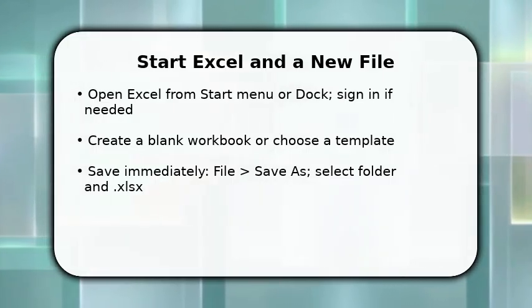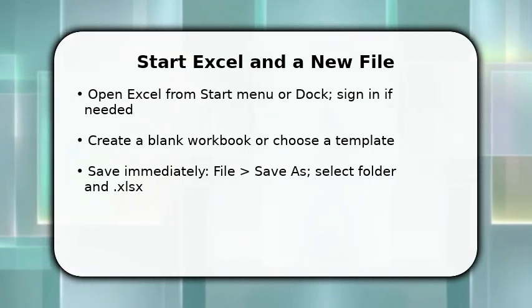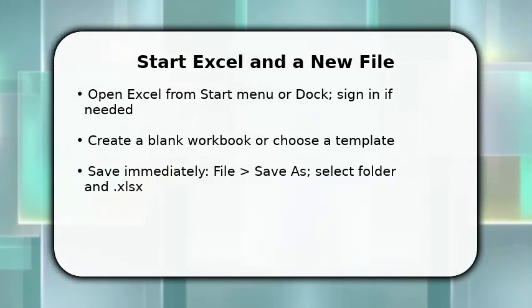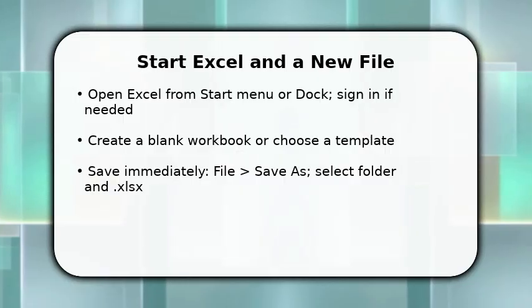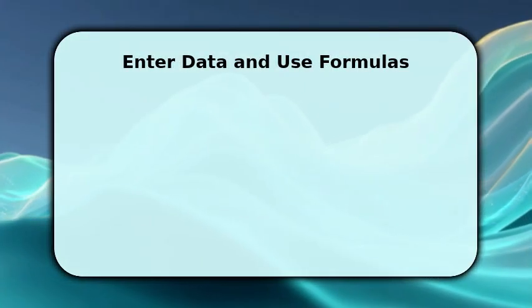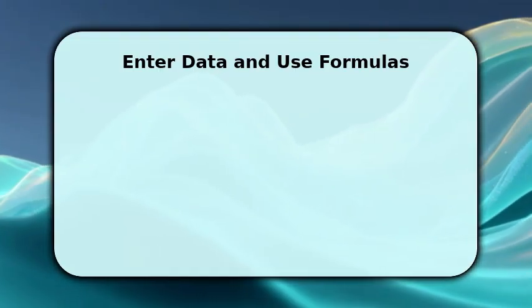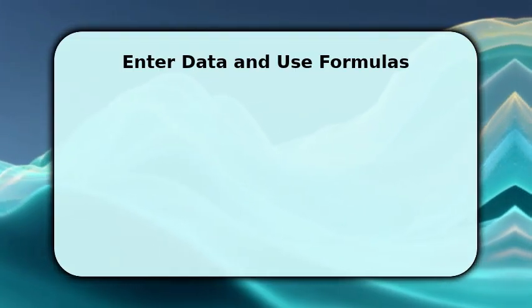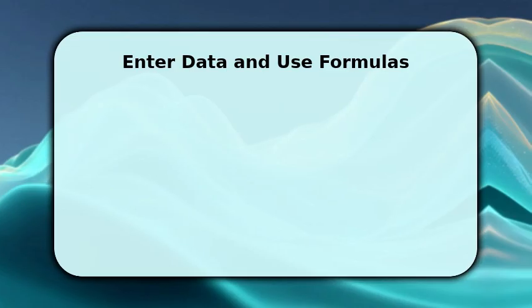You'll populate your sheet by entering headers in row 1 and values beneath. Consistent structure makes formulas work. Then use formulas like =SUM(A2:A10) or =AVERAGE(B2:B10) to compute results. Formulas reference cells so they update automatically when data changes.